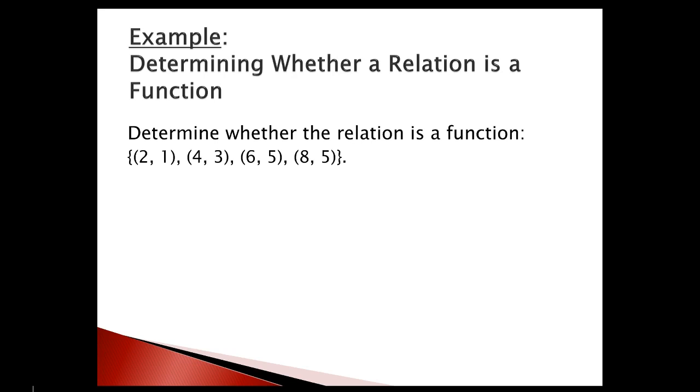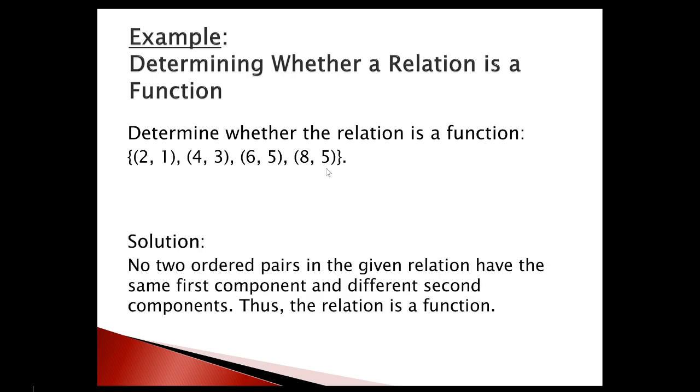Here, we need to determine whether this relation is a function or not. We can see 2 is related to 1, 4 is related to 3, 6 is related to 5, and 8 is related to 5. So, no two ordered pairs in the given relation have the same first component and different second components. So, we can define this relation as a function.